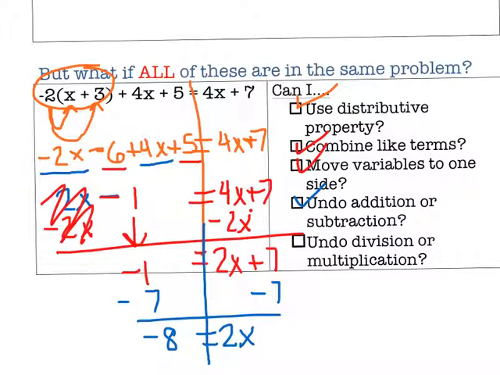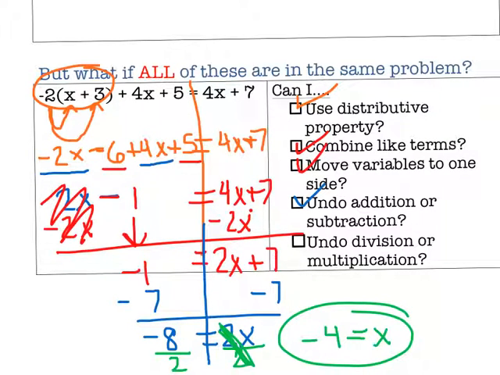And now I want to undo that multiplication or division. So I'm going to divide each side by 2. Negative 8 divided by 2 is negative 4 equals x. And the last thing that I want you to do with this video is practice the problem that's on the next page of your notes before you look at the solution with me.